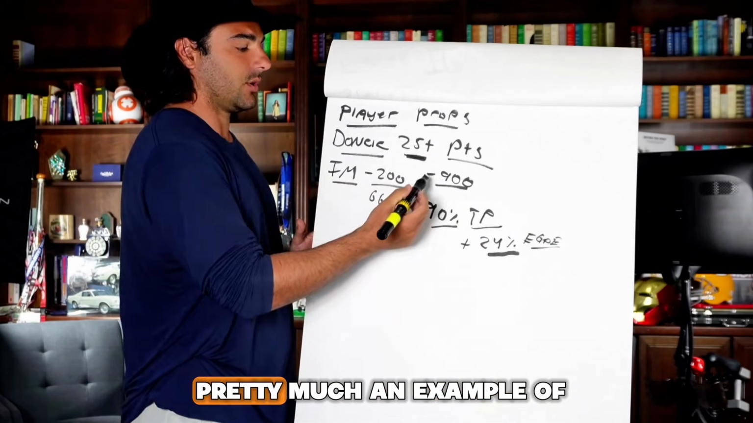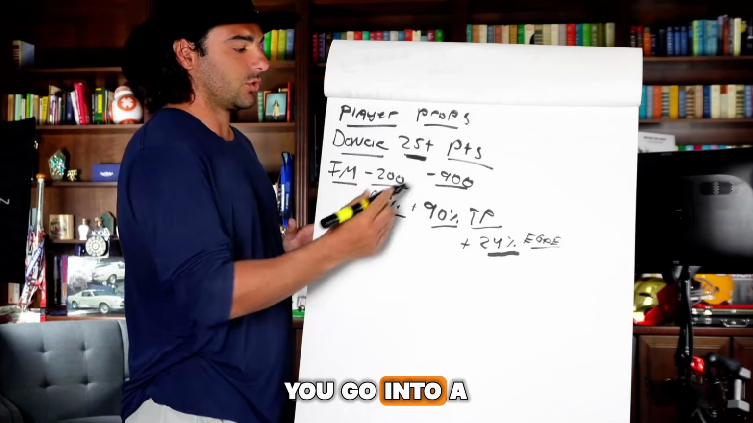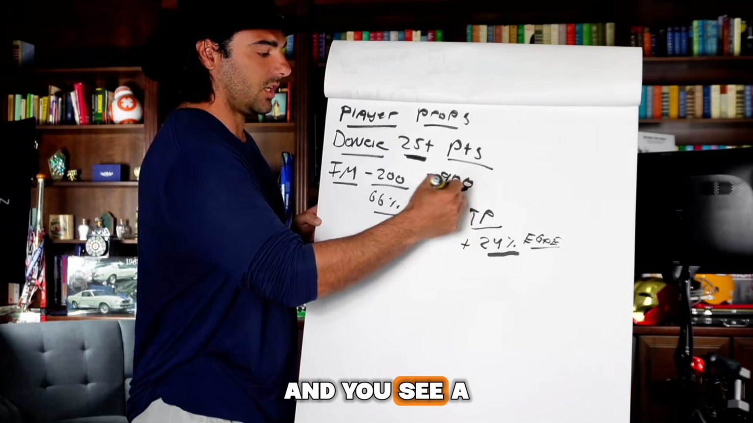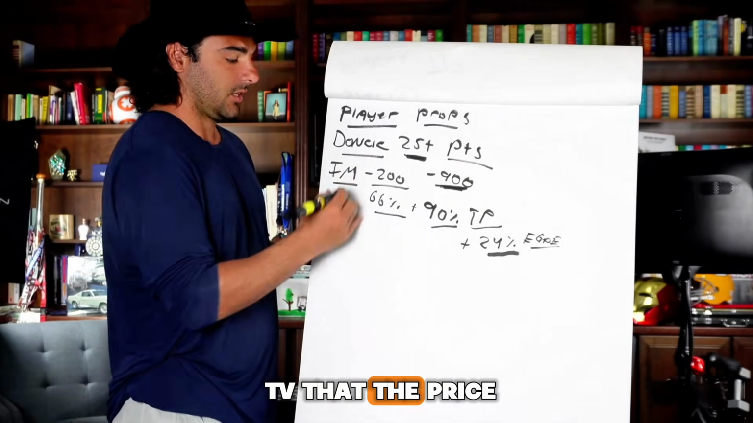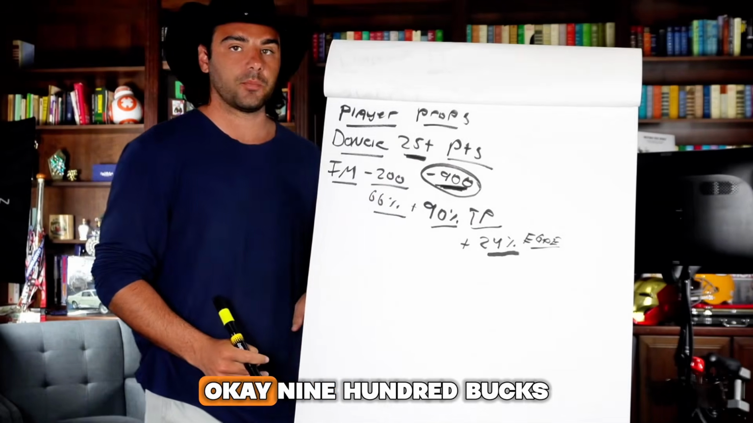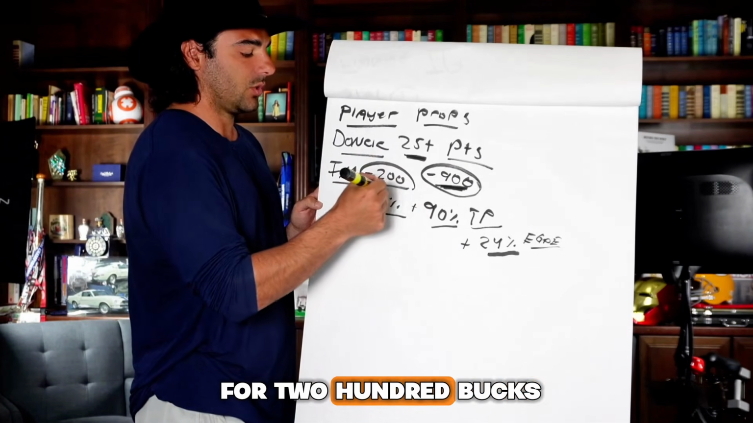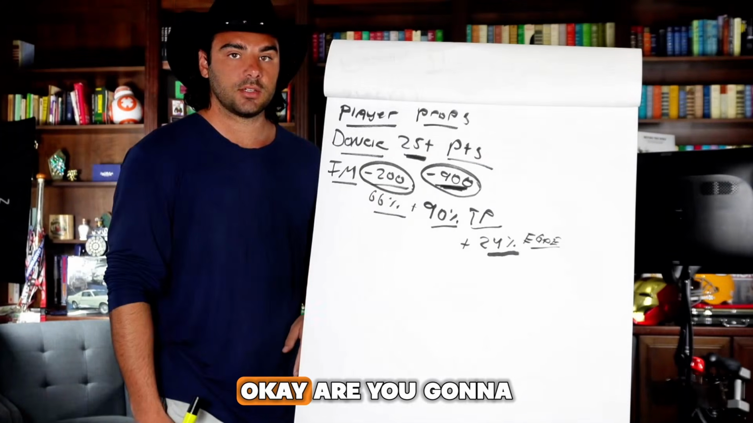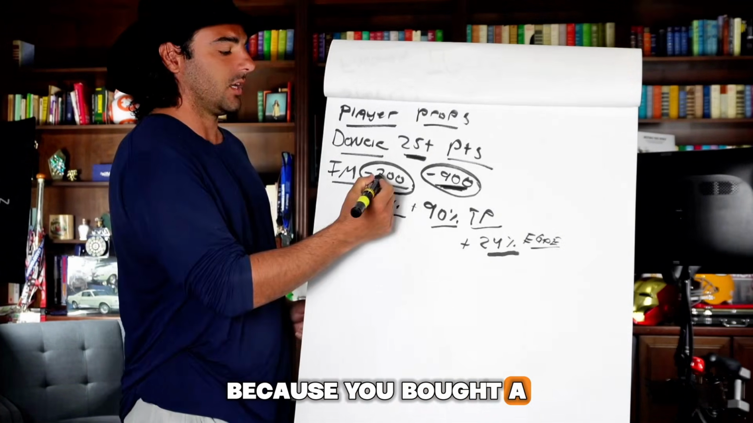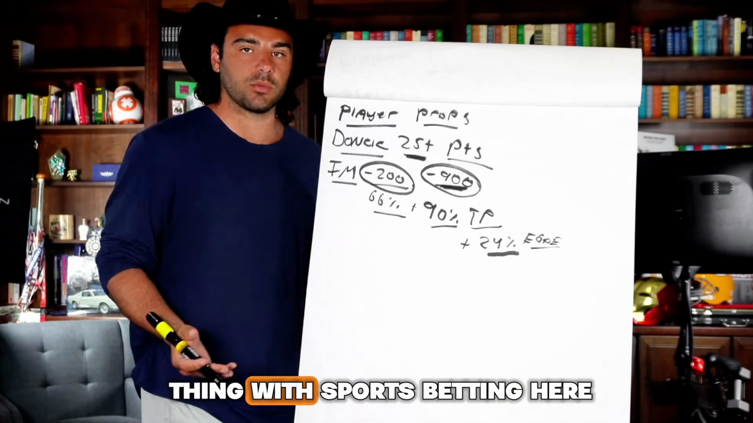So what is this pretty much an example of? Let's say you go into a store, you're looking to buy a TV, and you see a TV that the regular price for is $900. 900 bucks, that's the regular price for it. But it's on sale for 200 bucks. Are you going to buy that TV? Yeah, you're going to buy that TV. Why? Because you bought a $200 product that's worth $900. We're doing the same thing with sports betting here.